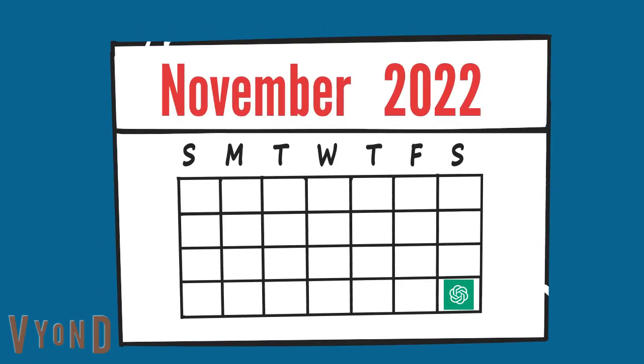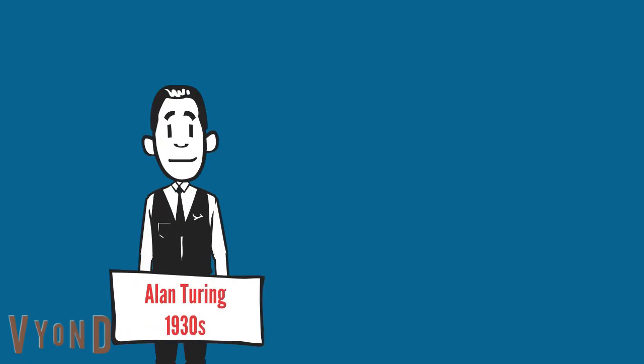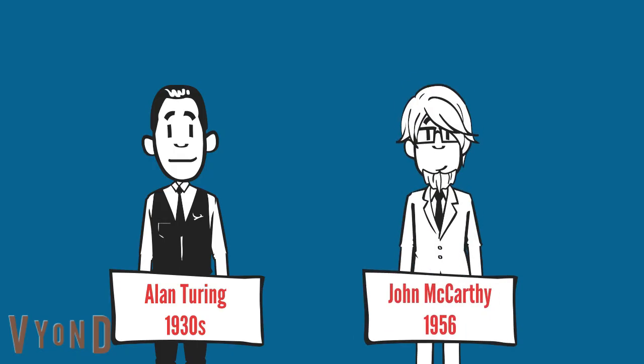While the launch and popularity of ChatGPT at the end of 2022 may make it seem like AI has appeared out of nowhere, AI is nearly a century old. Most AI histories attribute the theoretical origins of AI to the famous British logician Alan Turing in the 1930s, with the phrase artificial intelligence being coined by the American computer scientist John McCarthy in 1956.